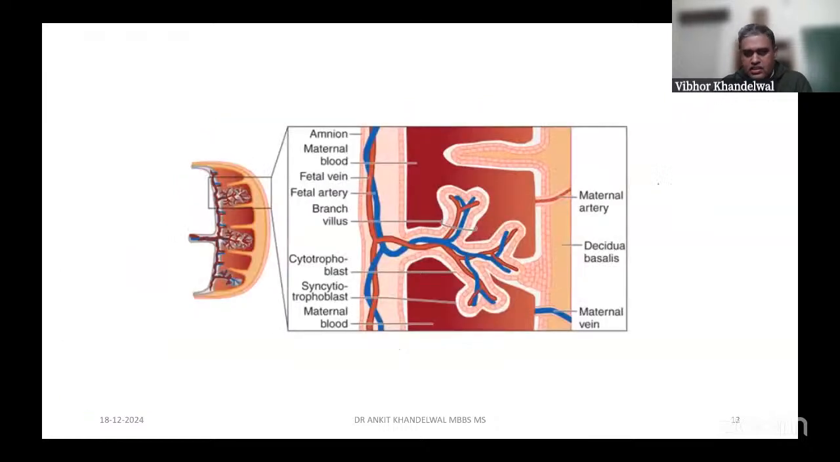Okay, so this image also is showing us the same thing. This is the maternal side over here. There's a lot of maternal blood which has entered. This is a villi, and you can see the fetal artery, fetal vein, they all give branches over here, and this is the developing placenta. This is the maternal blood, and here inside you have the capillaries, and this is where the diffusion will take place.